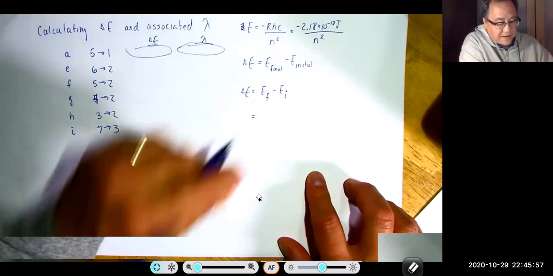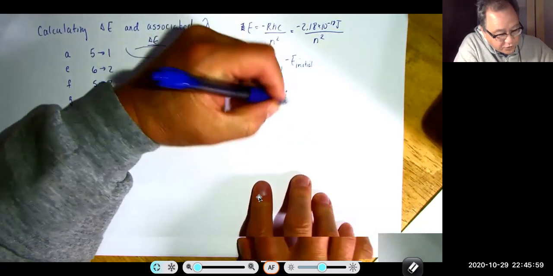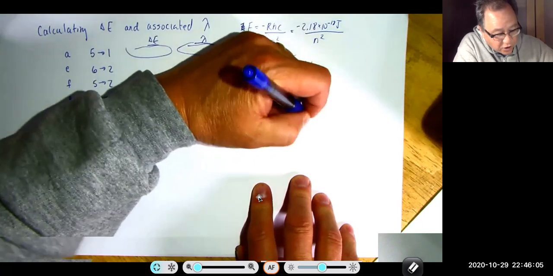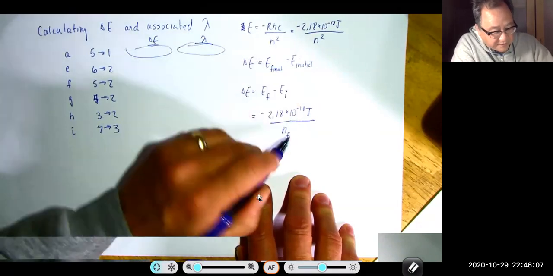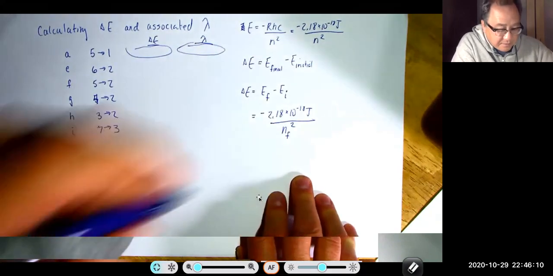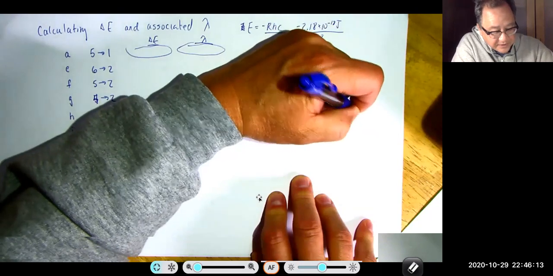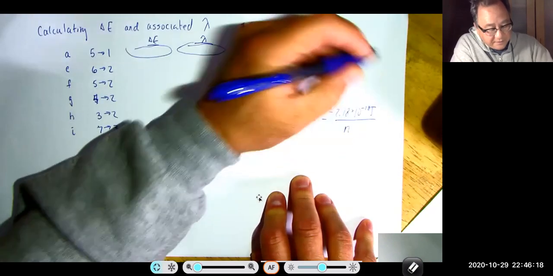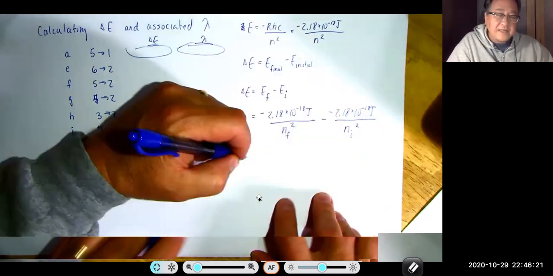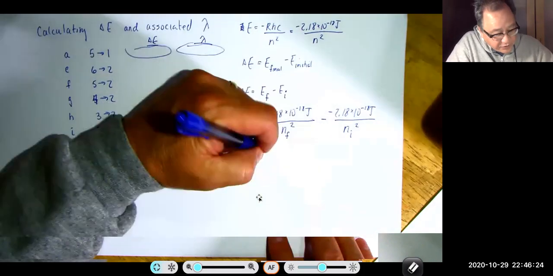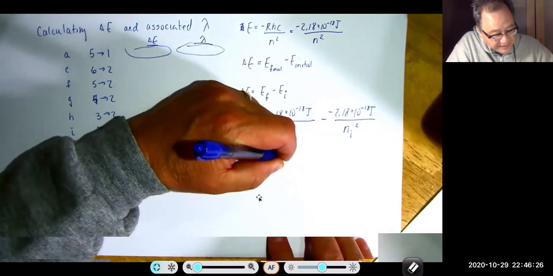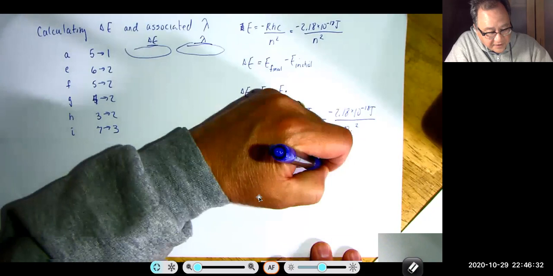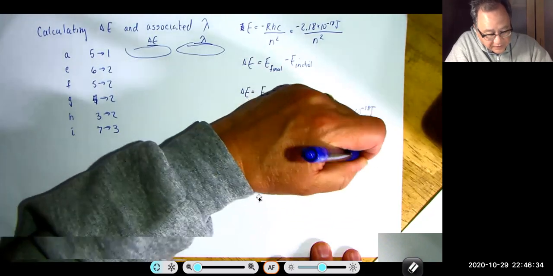Now, what is the energy of the final level? It's minus 2.18 times 10 to the minus 18 joules over the orbit of the final level squared minus negative 2.18 times 10 to the minus 18 joules over the orbit of the initial level squared. We can clean this up a whole lot and make it minus 2.18 times 10 to the minus 18 joules times 1 over n final squared minus 1 over n initial squared.